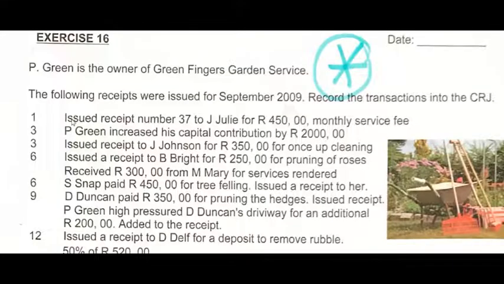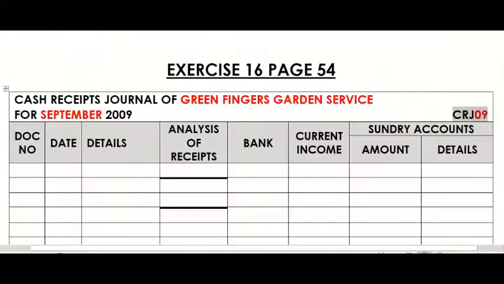Okay, so the first transaction was on the 1st of September. We issued a receipt number 37 to J. Julie for 450 Rand for monthly service fee. Okay, so you will say it's receipt number 37. On the 1st, the customer's name is J. Julie. The value will have to go to analysis of receipts, and because it's the only transaction for the day, you can cash up your till. Remember, I refer to this column as your till, and you can put the money into your bank, and a monthly service fee will count as current income.